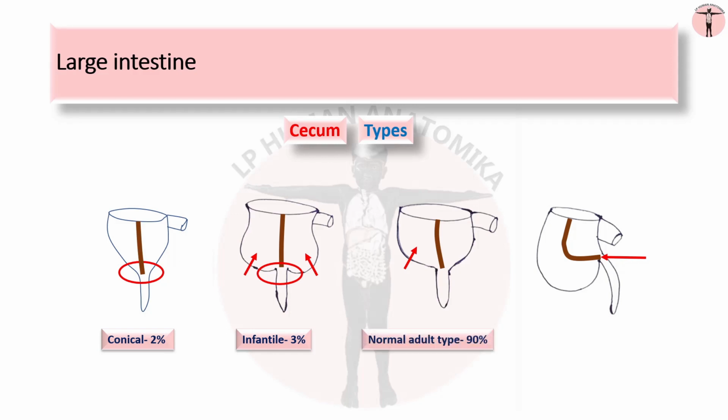Normal adult type, which is the most common, around 90%: the right saccule is larger than the left and the appendix is attached on the posteromedial aspect about 2 cm below the ileocecal junction. Exaggerated type, which is around 4 to 5%: the right saccule is immensely large and the left saccule is absent. The appendix is attached just below the ileocecal junction.